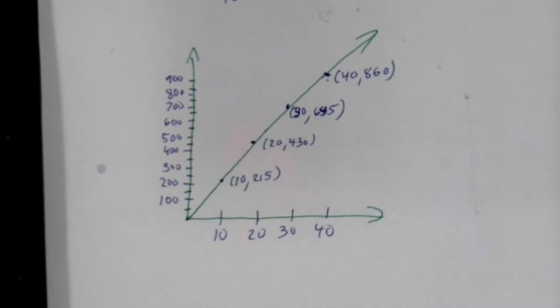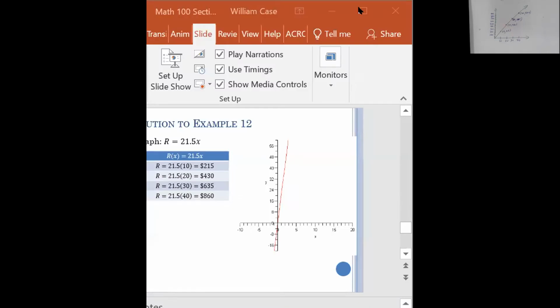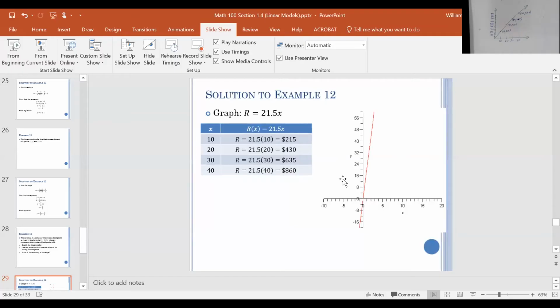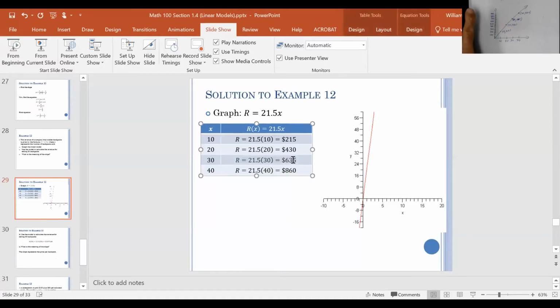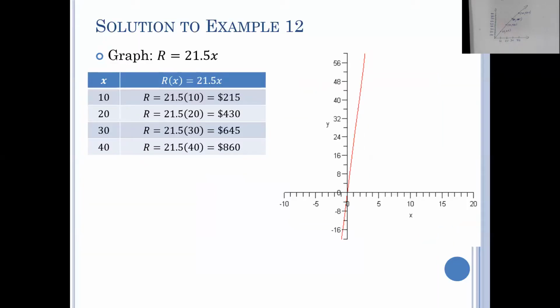So let me go back to the PowerPoint. Here we go. And I'll change that to 45. And then you can see the graph on the side. So hopefully that will work well enough for you. Sorry about the technical difficulties, but I think we got that fixed.